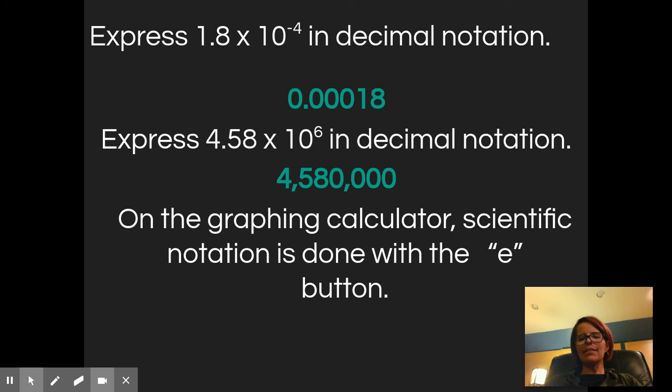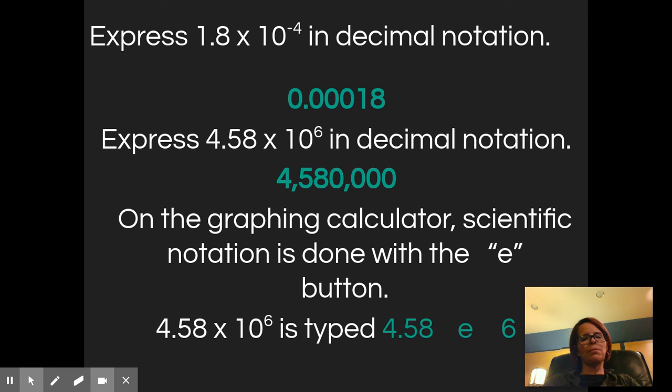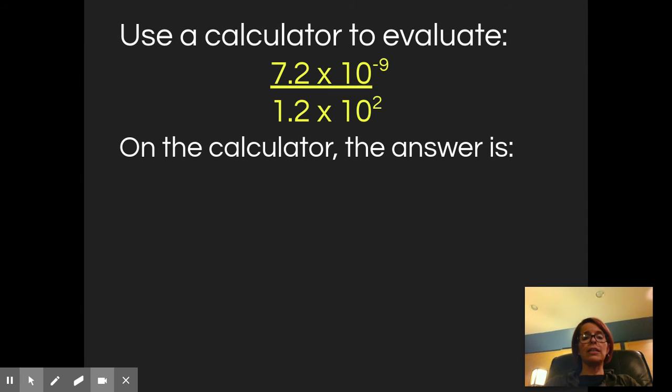On the graphing calculator, scientific notation is done with the E button, which stands for exponent. And that's going to screw some people up, so we definitely need to talk about that. You could do 4.58 times 10 to the 6 as 4.58 E6, and that will give you the right answer. So that's one way to do it.